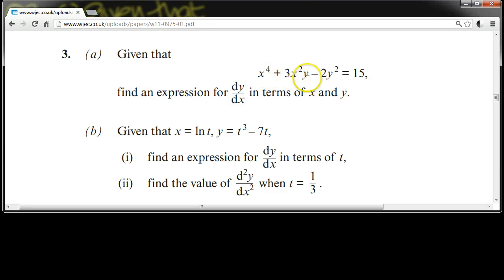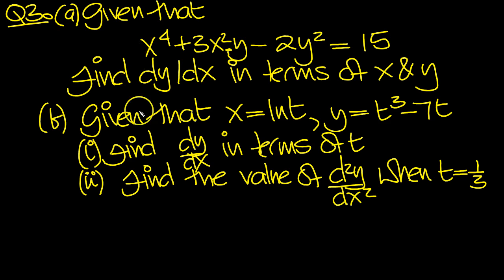Given that x to the 4 plus 3x squared y minus 2y squared equals 15, find an expression for dy/dx in terms of x and y. Given that x equals log t and y equals t cubed minus 7t, find an expression for dy/dx in terms of t. Find the value of d2y by dx squared when t equals a third. So I've got the question summarized here. Let's have a look at it then.